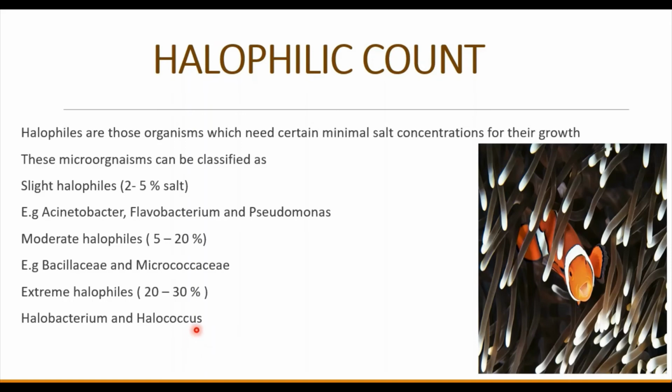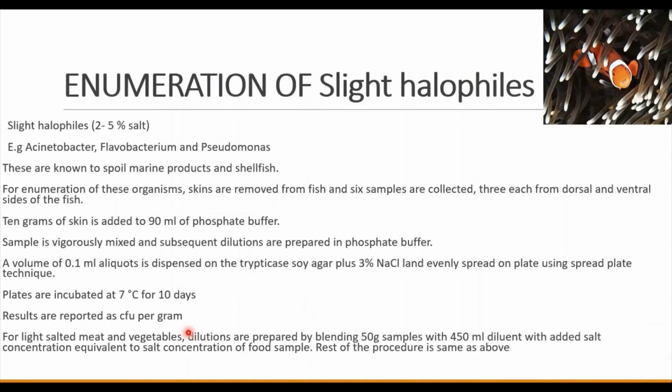So how can we enumerate these microorganisms in food samples? First of all, we will see the slight halophiles, then we will move to the moderate and the high. For the slight halophiles, the best examples I already told you: Acinetobacter, Flavobacterium and Pseudomonas. These are the main spoilage organisms of marine products and shellfish. That means the slight halophiles are responsible for spoiling marine products and shellfish.